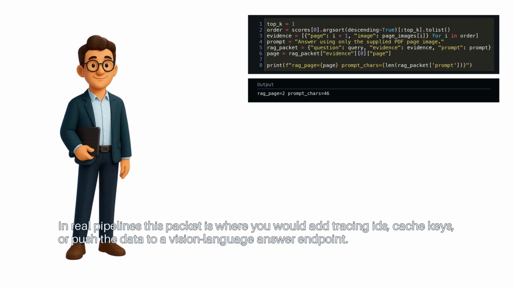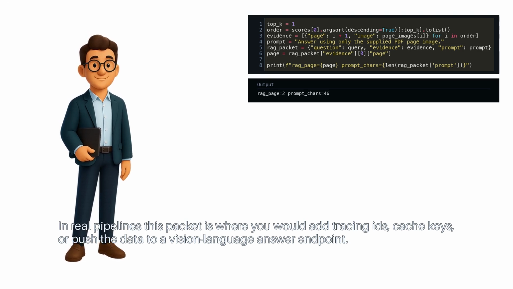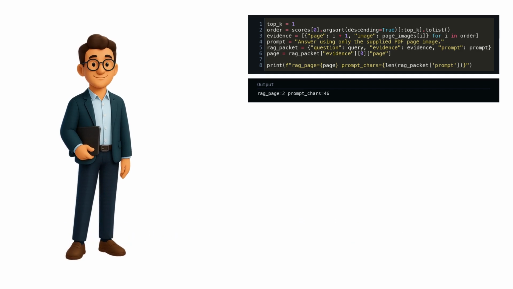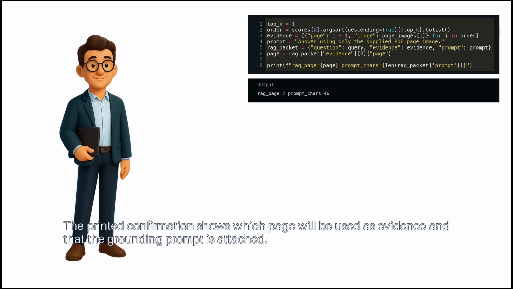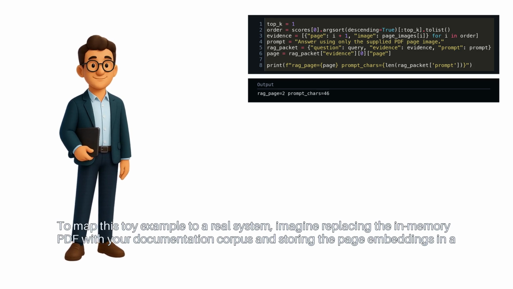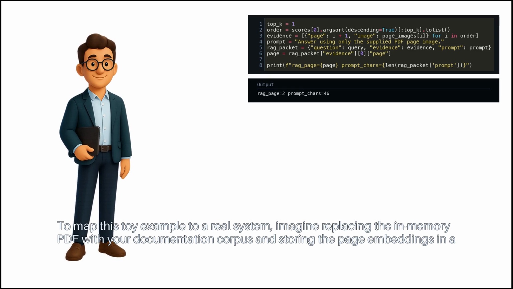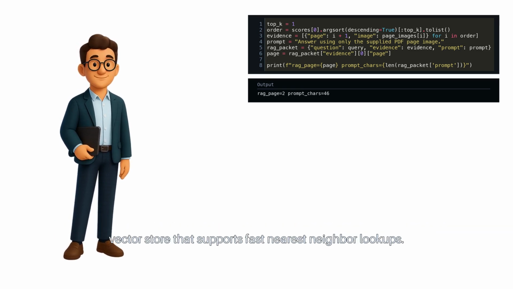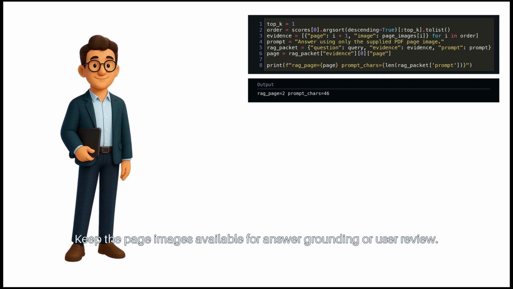In real pipelines, this packet is where you would add tracing IDs, cache keys, or push the data to a vision language answer endpoint. The printed confirmation shows which page will be used as evidence and that the grounding prompt is attached. To map this toy example to a real system, imagine replacing the in-memory PDF with your documentation corpus and storing the page embeddings in a vector store that supports fast nearest neighbor lookups. Keep the page images available for answer grounding or user review.